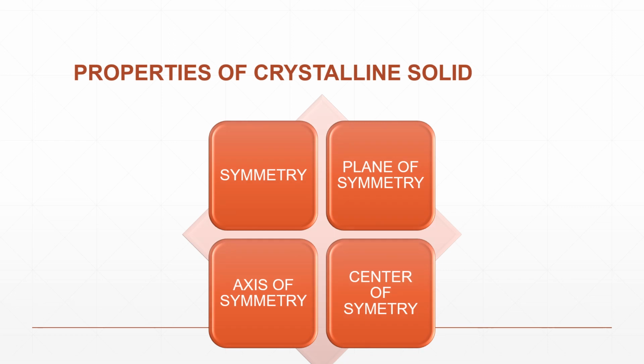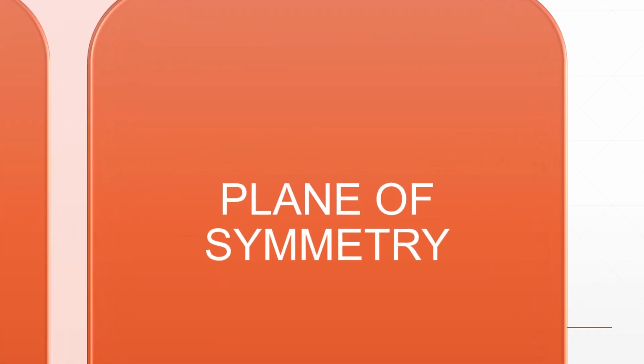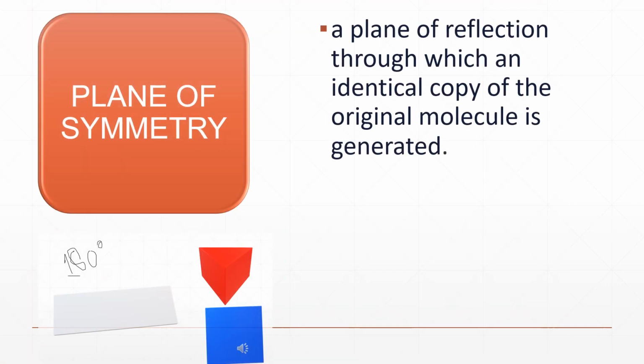The second property is the plane of symmetry. The word plane explains itself. Planes mean something made in two or three dimensions. A plane of reflection, or a plane of symmetry, is the reflection through which an identical copy of the original molecule is generated. Let's take an example.